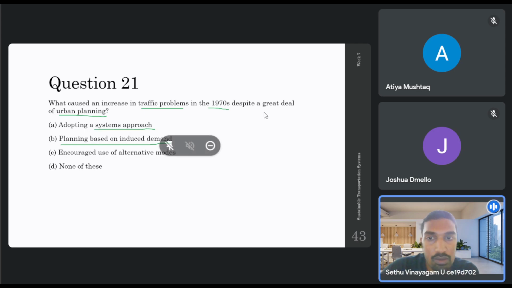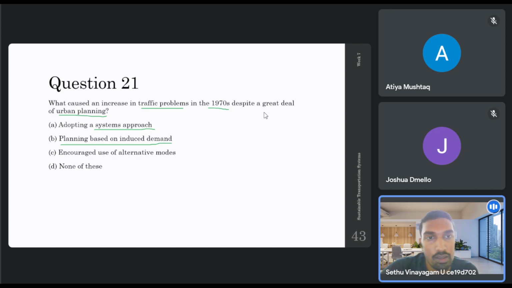Whereas the contemporary approach is to go with the systems approach, where you are trying to make the best use of the existing facility, right? So that's where we looked at the different strategies on how to cater to more people or more demand with the existing facilities, right? So you do not add more supply, you extract the most that you can out of the existing systems, right?